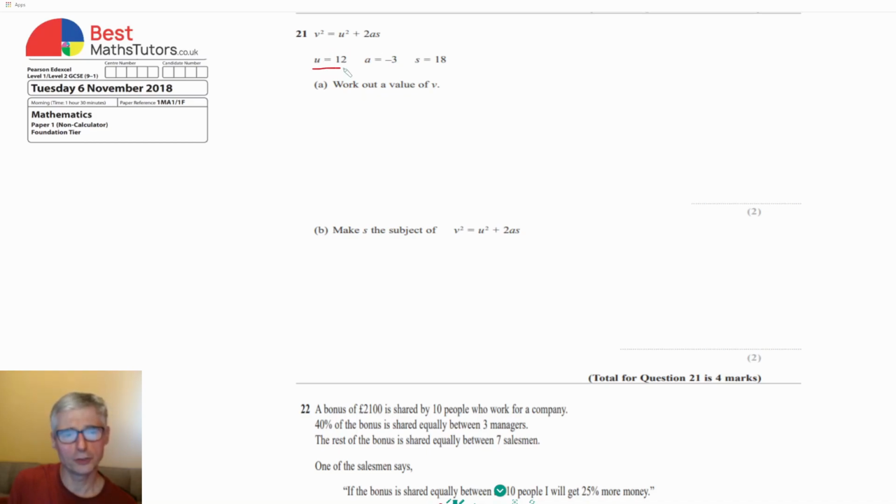But what we've given is that u is equal to 12, a is equal to minus 3, and s is equal to 18. So what we have to do is substitute into this equation. I'm just going to write the bit that we don't know, which is the v squared first of all. And then I'm going to replace each one of these letters by the value that we're given. So if we've got u is equal to 12, I'm going to replace the u by the 12, put 12 squared, and then that's going to be plus 2 times minus 3, and I like to put a little bracket around that so that we can see that's a negative 3 there, and then times the 18.